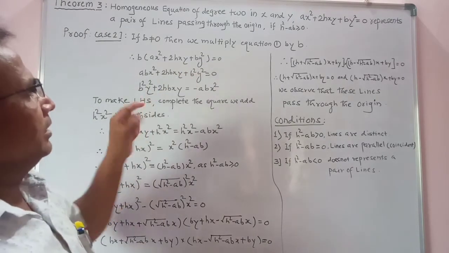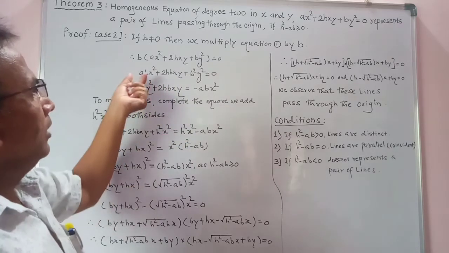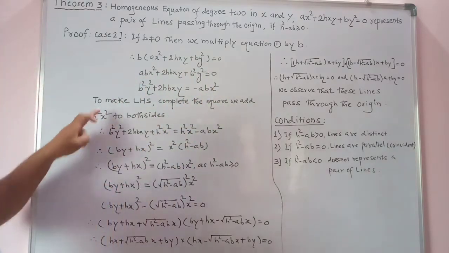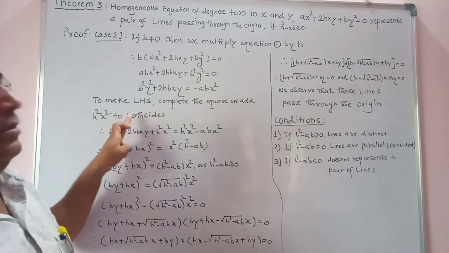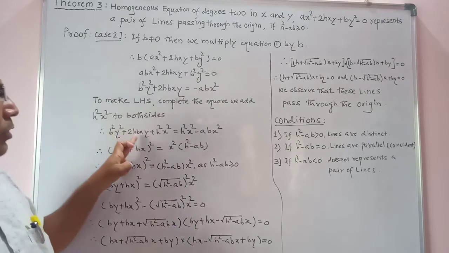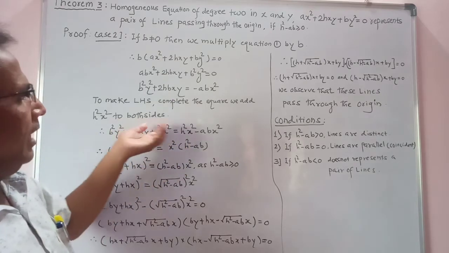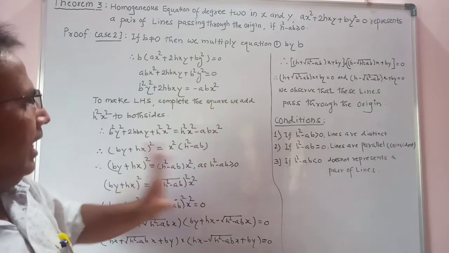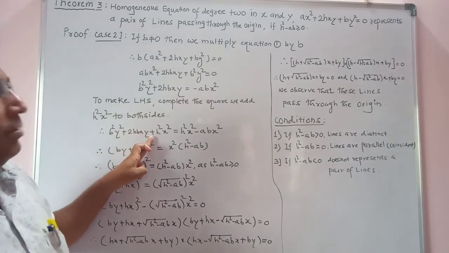Therefore, we write b square into y square plus 2h into bxy equal to minus ab x square, transposing it to the right side. To complete the square on the left side, we add h square into x square to both sides. Therefore, b square y square plus 2h bxy plus h square x square equals h square x square minus ab x square.